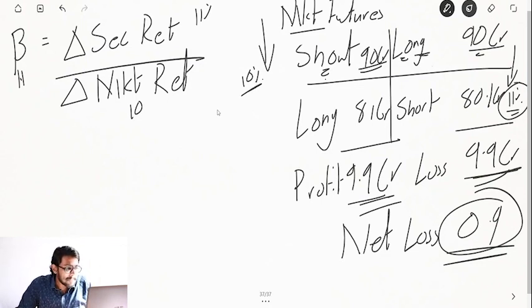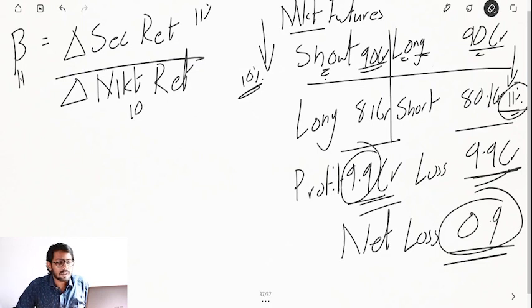However, the market will fall only by 10%, whereas your stock will fall by 11%. When your stock falls by 11%, your market will move only by 10%. So 10% of what amount will be equal to 9.9 crores? You will have to go short not on 90 crore, but on 99 crore. Understand, what is the amount of futures I have to go short on?